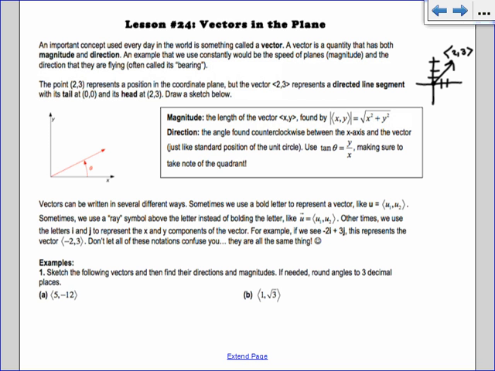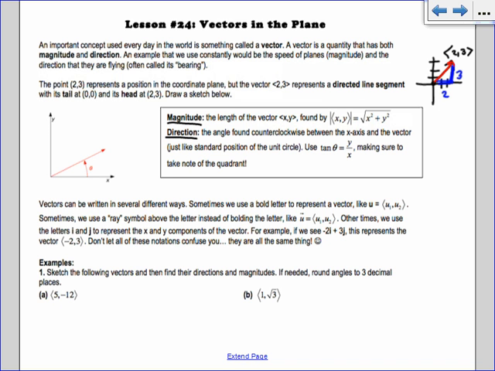Okay, so the magnitude is just going to be the length of the vector. So if you think about ⟨2, 3⟩, it goes over 2 and up 3. If we want to find how long this vector is, all we do is 2 squared plus 3 squared, and then we take the square root. So the magnitude can be found by the square root of x squared plus y squared.